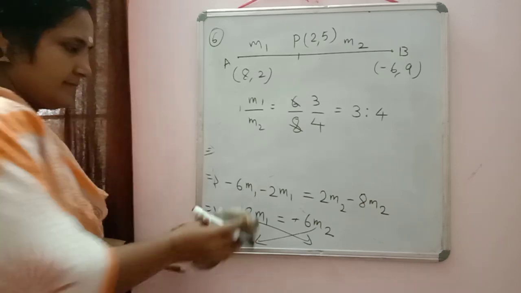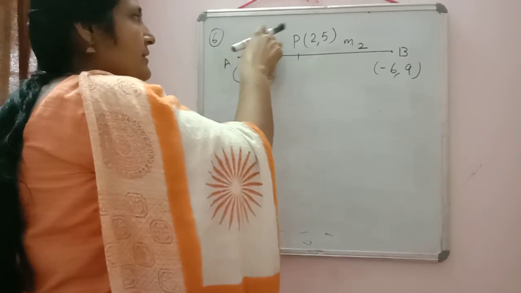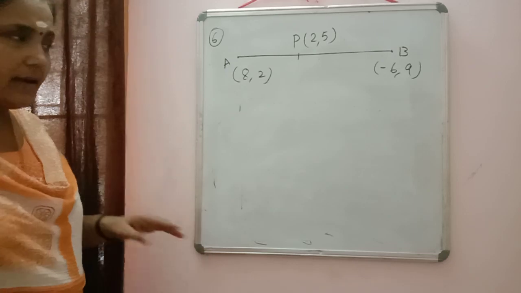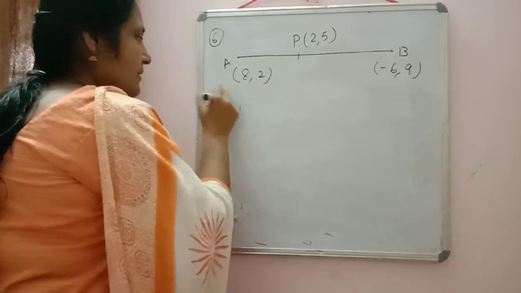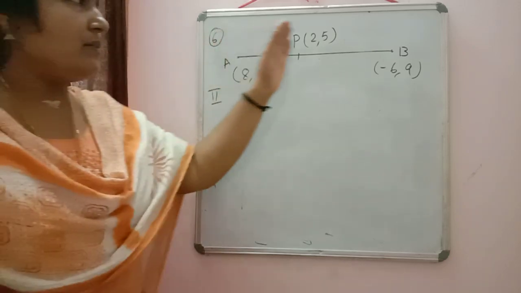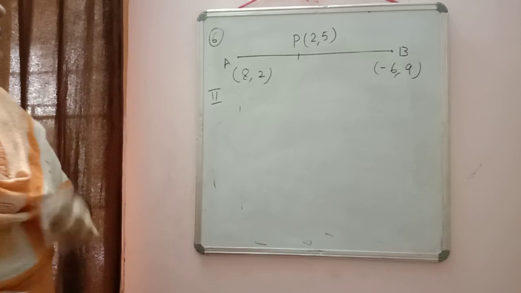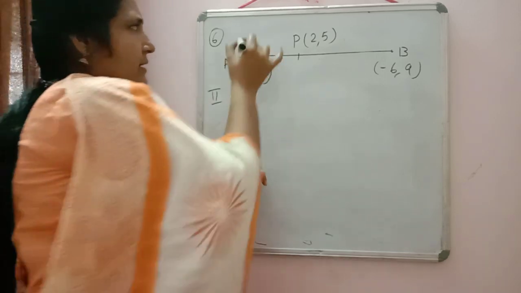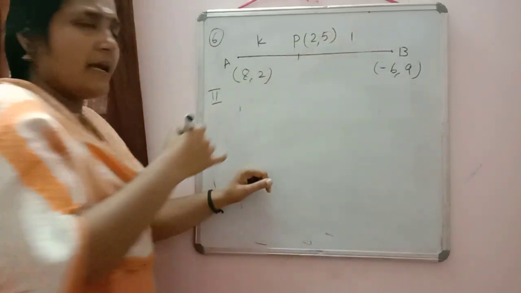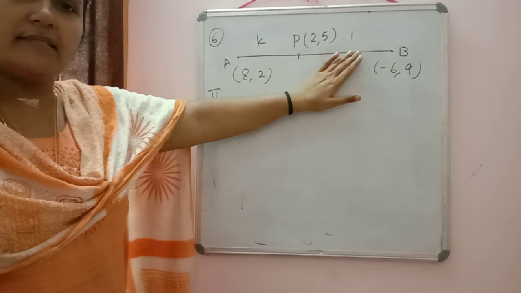Now, the same question can be done with another method also. Now, the second method I am also explaining here. In the second method, taking two unknowns will be difficult for some students. Then how are we taking only one variable, that is k, and this ratio I have taken as 1. This one I have taken to make the calculation easy only.